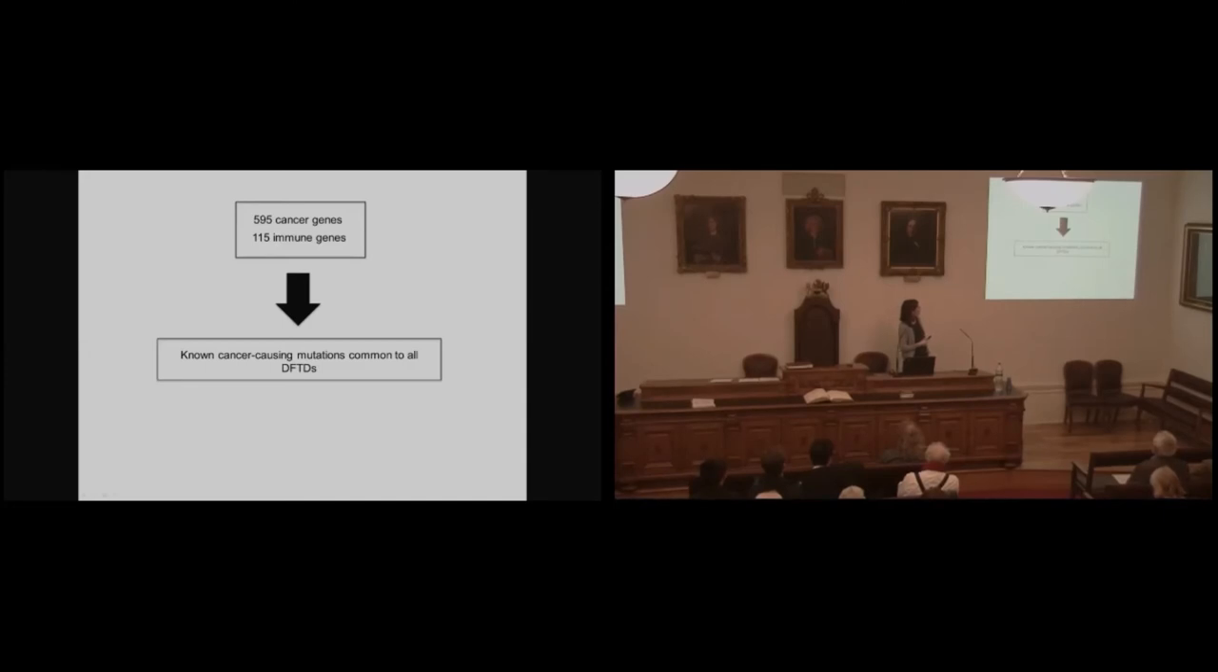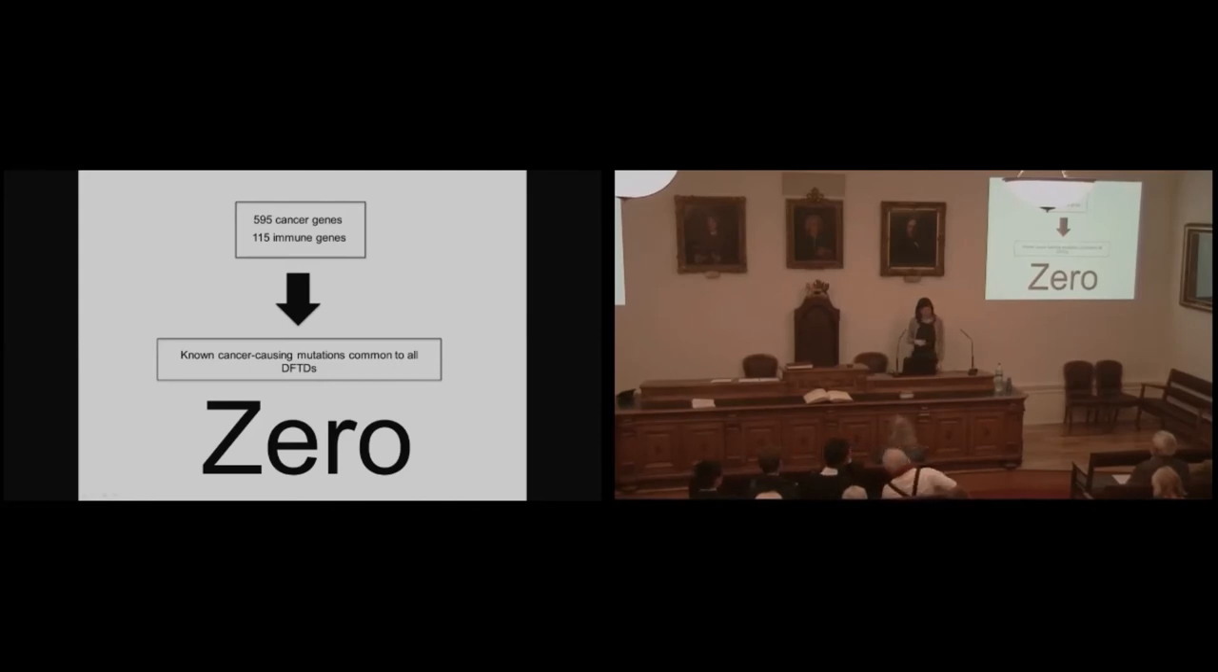We also curated a set of genes that are involved in the immune system, because we're particularly interested in how this cancer might escape the immune system. And we took this list of interesting genes and screened them across the DFTDs that we had sequenced, hoping to find mutations in exactly the same places as found in human cancers, and therefore possible candidates for being causative in this case. But unfortunately, our screen so far has shown up zero mutations in any of these cancer-causing genes that are common to all of the DFTDs that we've looked at, which is a bit of a conundrum.